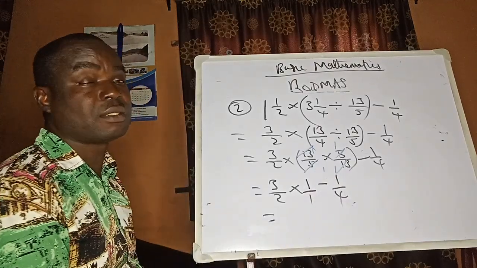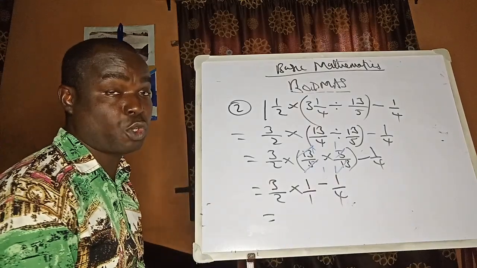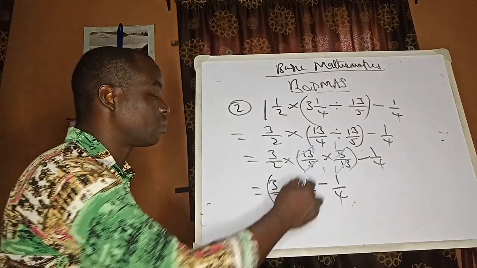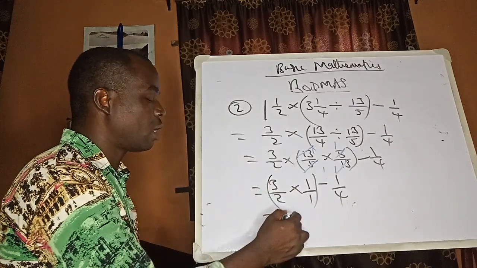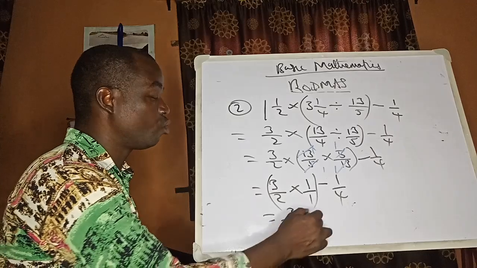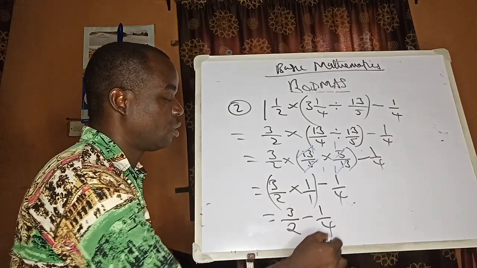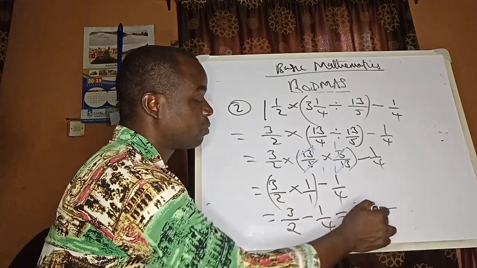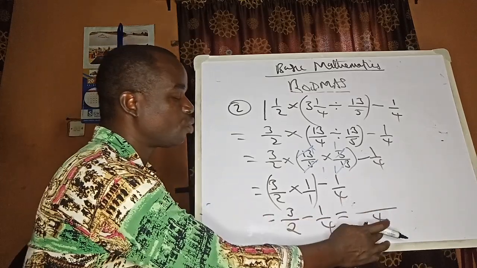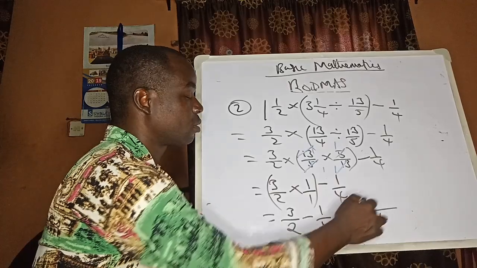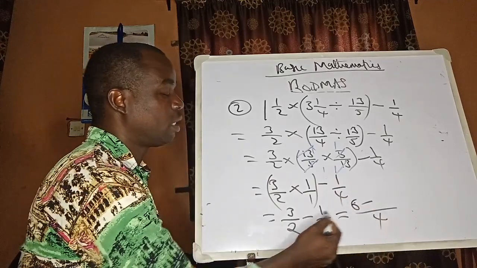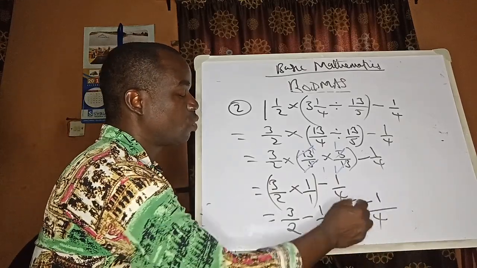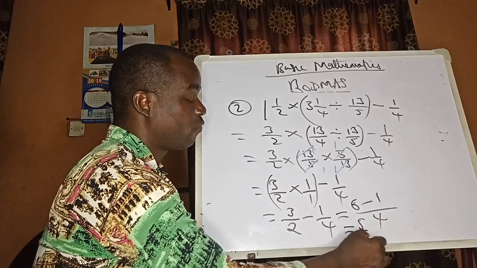Which one do we do next? Multiplication before subtraction, right? So do this. 3 times 1 is 3. 2 times 1 is 2 minus 1 over 4. And that gives us the LCM. For subtraction, we use LCM. 2 in 4 is 2. 2 times 3 is 6. 4 in 4 is 1. 1 times 1. So 6 minus 1 is 5 over 4.